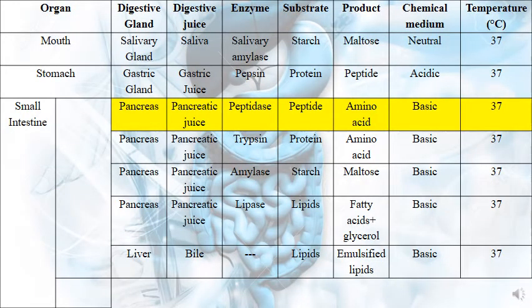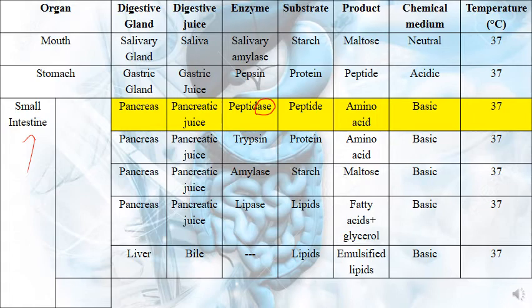Moving to the small intestine. In the small intestine, we have the pancreas. The pancreas secretes a special juice called pancreatic juice. Pancreatic juice contains an enzyme called peptidase. Every word that ends with "ase," from now on, is an enzyme. So peptidase is an enzyme that digests peptides.